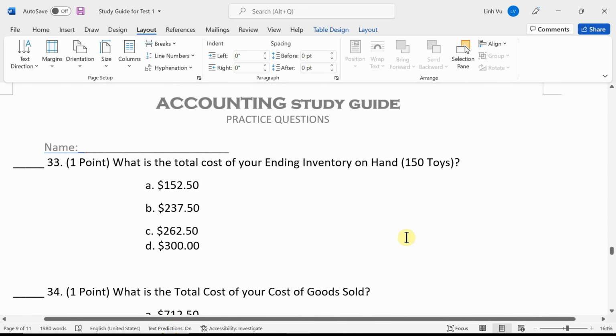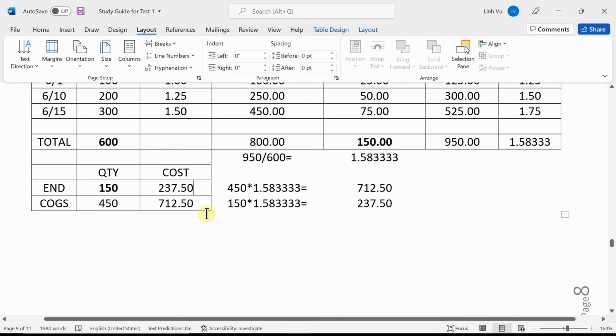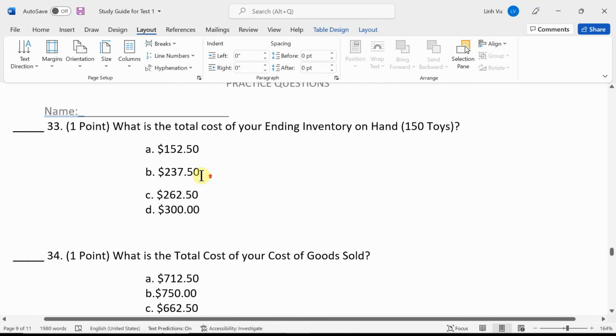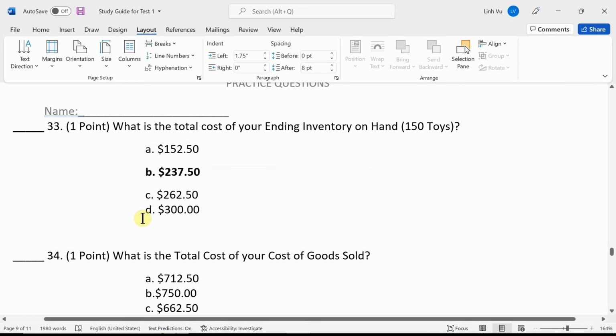So let's answer the question. Okay, number 33 says, what is the total value of your ending inventory on hand, which is the 150 units. Okay, we solved it right here. 237.50. Okay. Right? Remember what I was telling you, right? I could also include the answers that could have been from the previous different methods, right? Because right here, 262.50 was from the previous one, right?